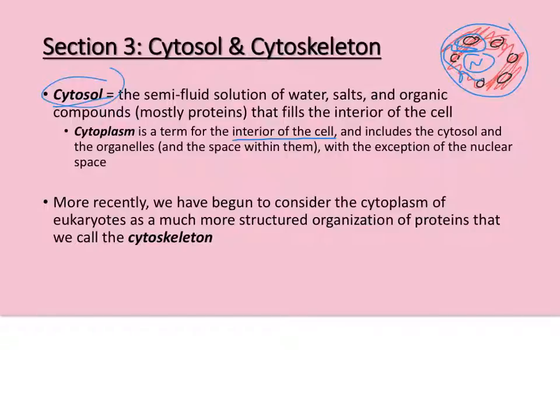Now, in the last 20 to 25 years, scientists have changed how they approach the cytosol. They used to think cytosol really was just sort of like this jelly that's floating in there. But today we know that the cytosol is really a very structured organization of proteins. And we call this the cytoskeleton. So just like you have a skeleton that is the framework of your body, the cell has a cytoskeleton that is really the framework of the cell.